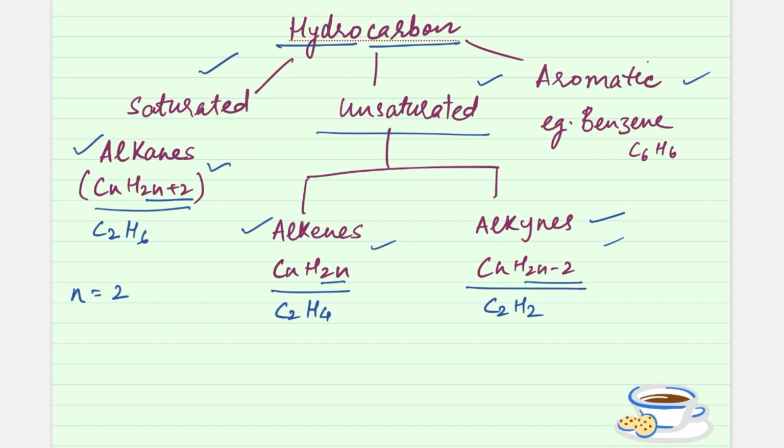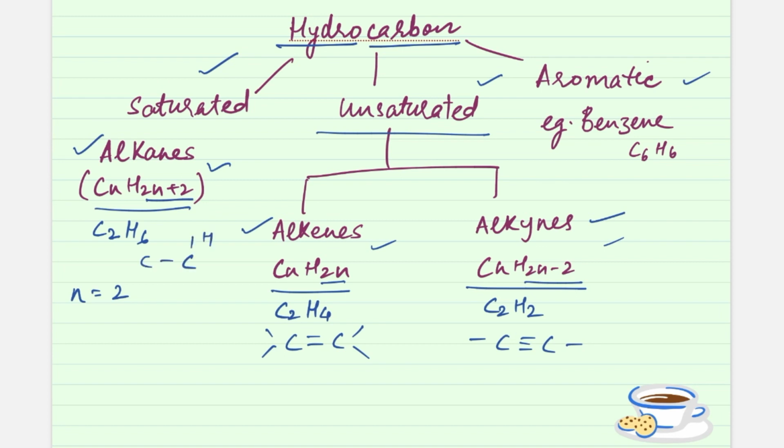Valency of carbon is 4, so carbon has to form 4 covalent bonds. Now since the number of hydrogen atoms is less, in case of alkenes you will see a double bond between the carbon atoms, whereas in case of alkynes you will see a triple bond between the carbon atoms. Because of this reason, these are called unsaturated compounds.